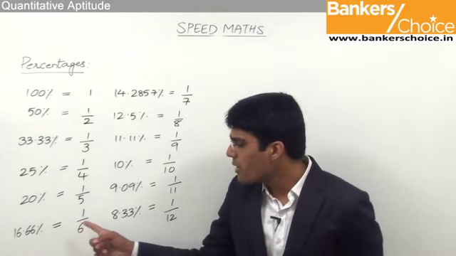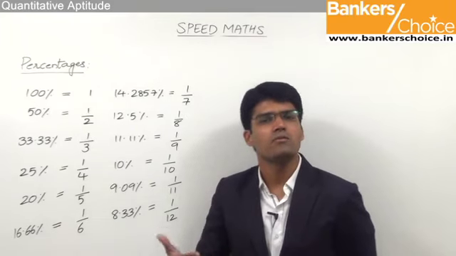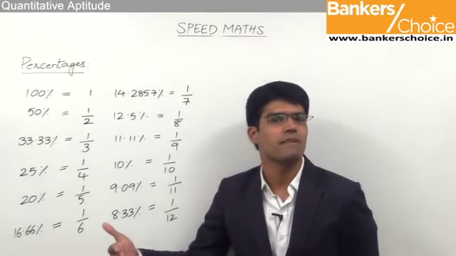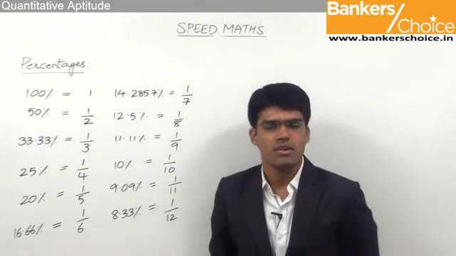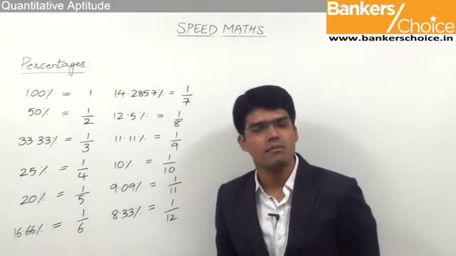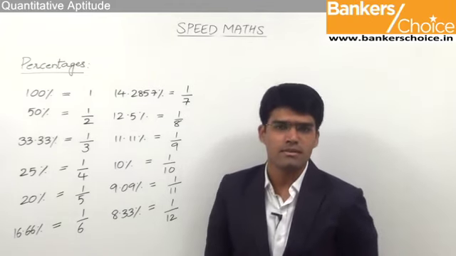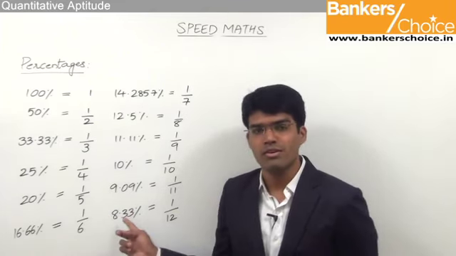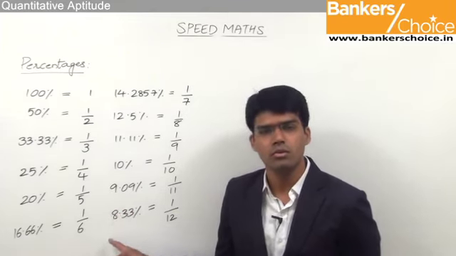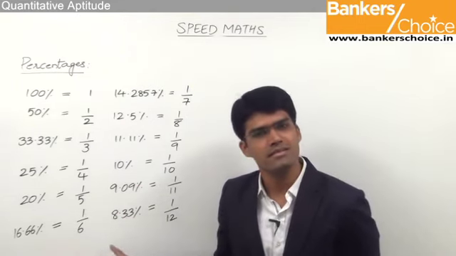Likewise, 16.66% equals 1 by 6. We know what is 1 by 6. Find out 2 by 6, 3 by 6, 4 by 6, 5 by 6, 6 by 6, and find out what are these percentages. So 16.66% equals 1 by 6. If I multiply both the sides by 2, we get 33.33%. So 33.33% should be 1 by 6 into 2. Why? Because that's multiplication with 2. 1 by 6 into 2 is 2 by 6 or 1 by 3. So 33.33% is 1 by 3.